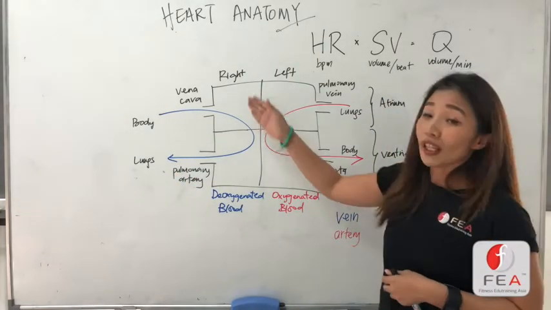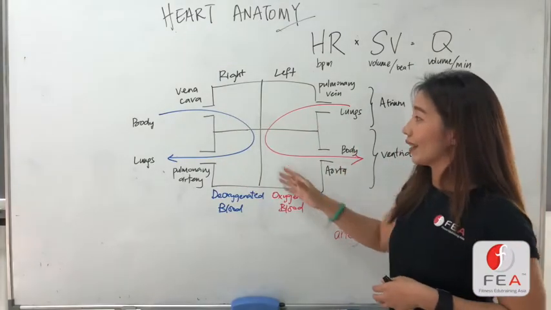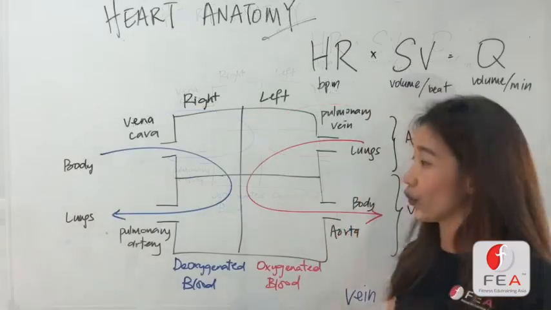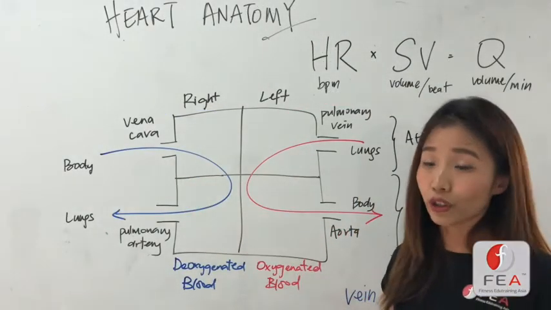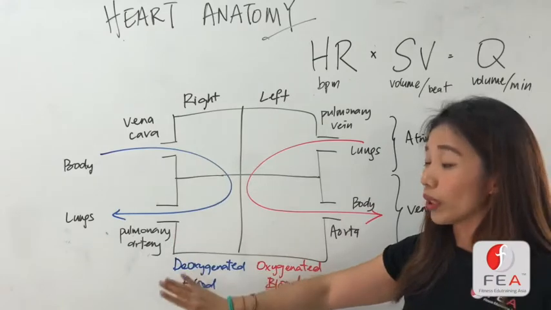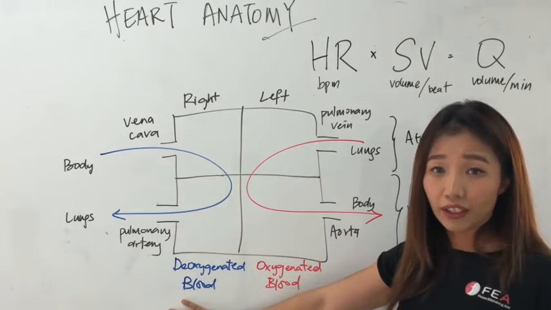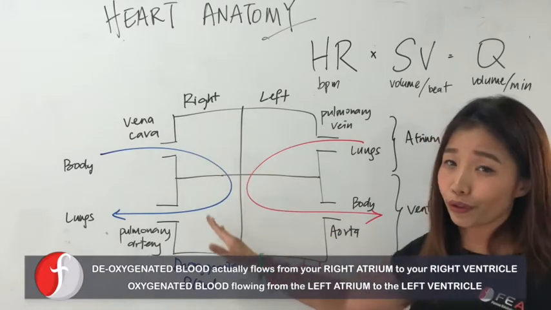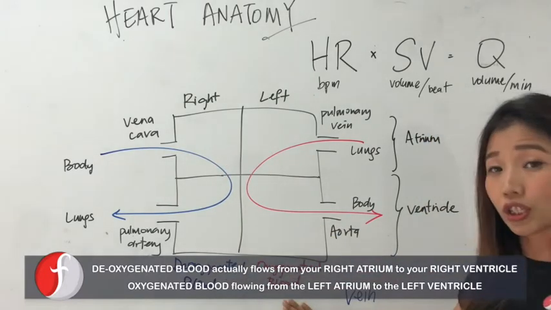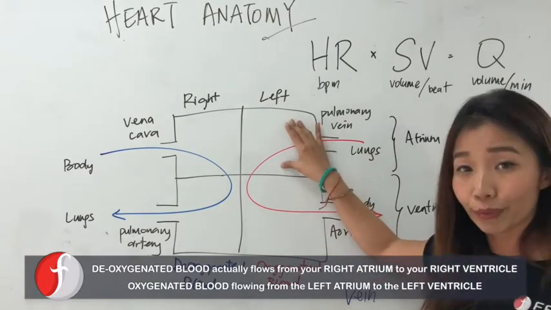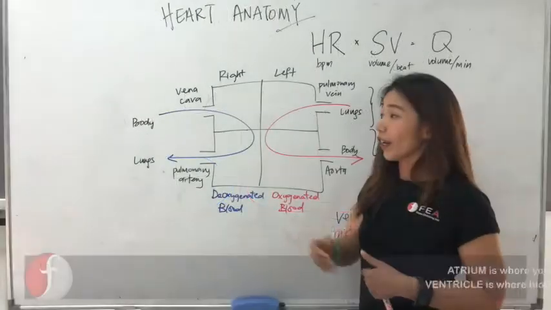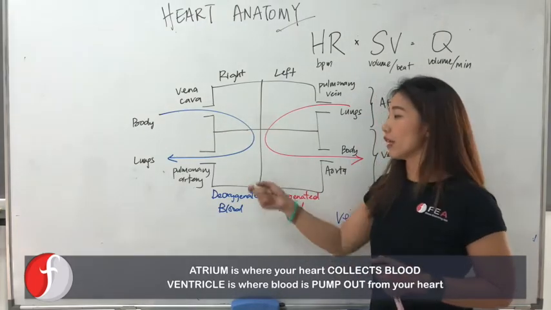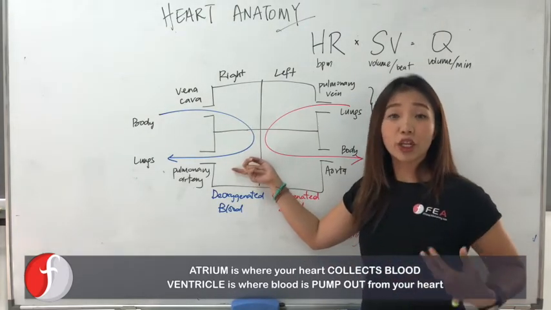Now, if you look at the different parts of your heart, there are a couple of blood vessels going in and out of your heart. As you can see from how it's drawn, on the right side it carries deoxygenated blood. Deoxygenated blood flows from your right atrium to your right ventricle, and oxygenated blood flows from the left atrium to the left ventricle. Atrium is where your heart collects blood, and ventricle is where blood is pumped out of your heart.